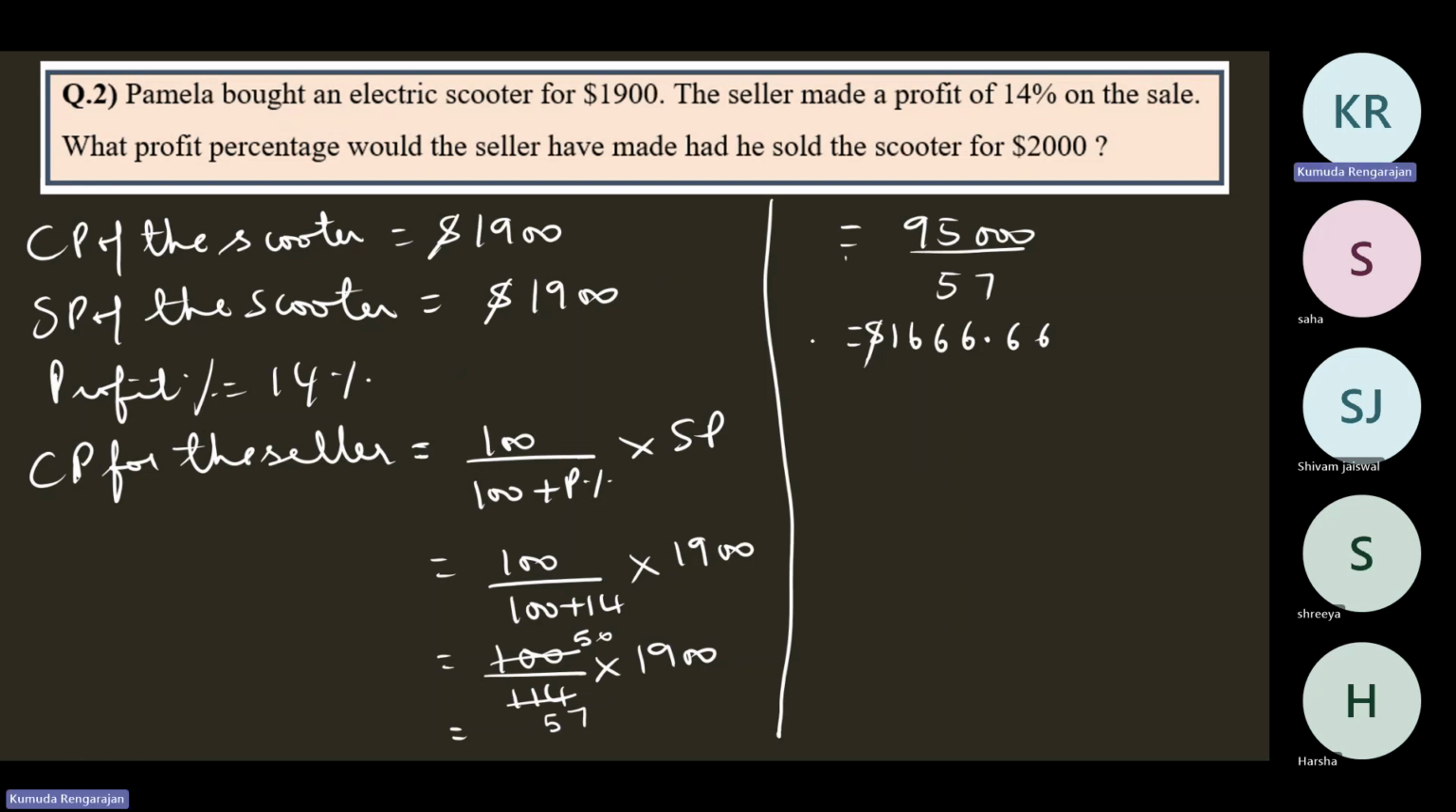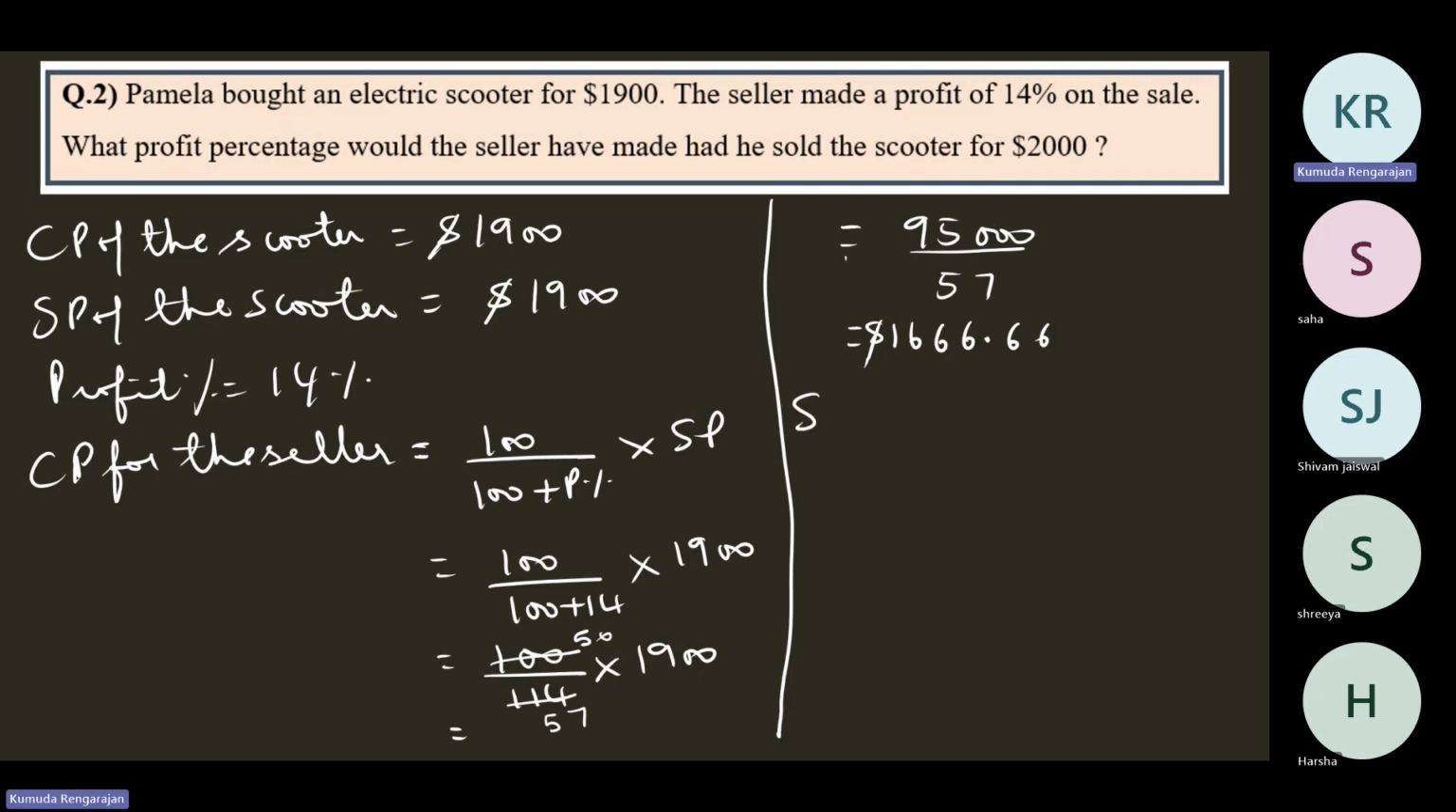Now we found the CP of the seller. Now let's read the question ahead. What profit percent would the seller have made had he sold the scooter for $2,000? He actually sold it for $1,900. What if he had sold it for $2,000? So you'll have to find the profit percentage if he had sold the scooter for $2,000.